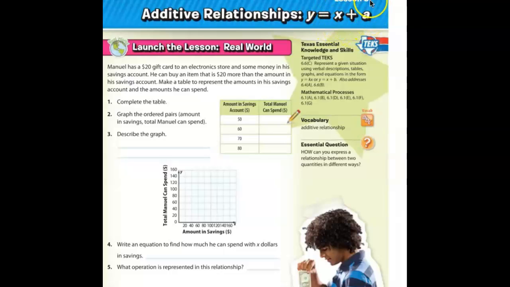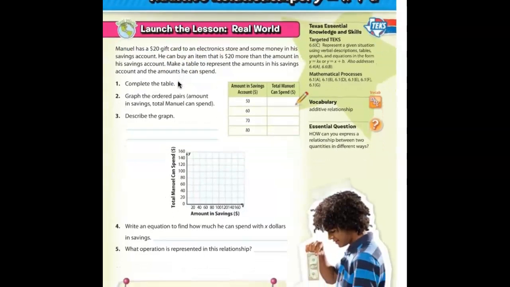And you can see this is different than some of the equations we've been writing involving the variable x being multiplied by something. This actually has an addition operation symbol, and then the letter a. Letter a is going to represent the constant, and we've seen constants in equations before. These are numbers that do not have variables attached to them. So let's go ahead and look at this word problem. We're going to see what additive relationships look like.